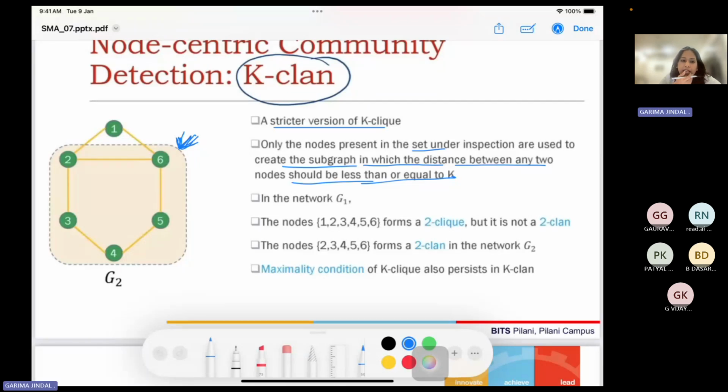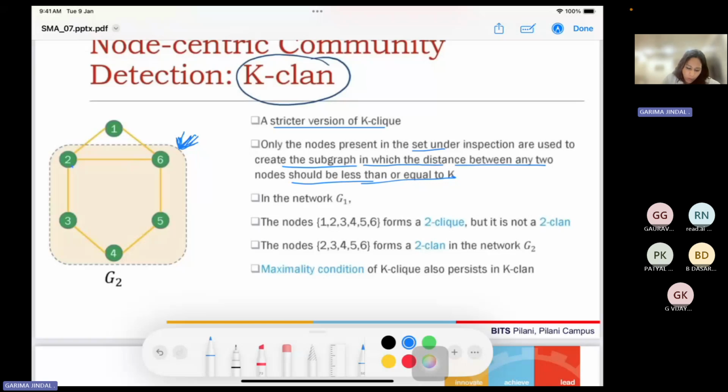Okay, can anyone tell me what is the value of k in this case? So k is the shortest distance. The shortest distance between any pair of nodes should be less than or equal to the value of k. So for that, we need to identify the distance between pairs of nodes. Okay, so let me check.